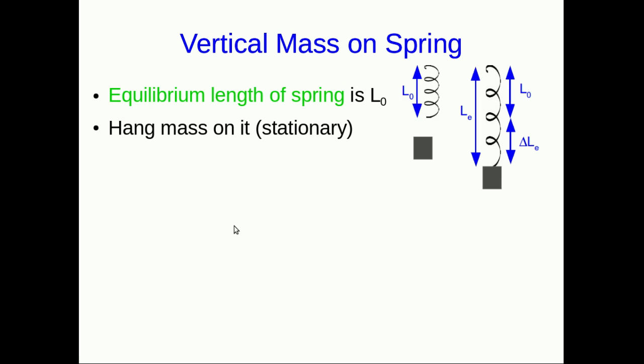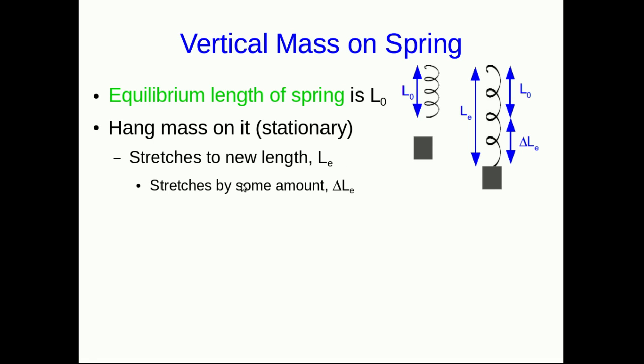And when you hang a mass on it and slowly lower it until you find the place where the mass hangs stationary, then the spring is going to be at some new length that I'll call L sub e. It will have stretched by some amount that I'll call delta L sub e. And these sub e's are just to say that this is the place where the mass is at equilibrium, where the sum of the forces on it is 0.